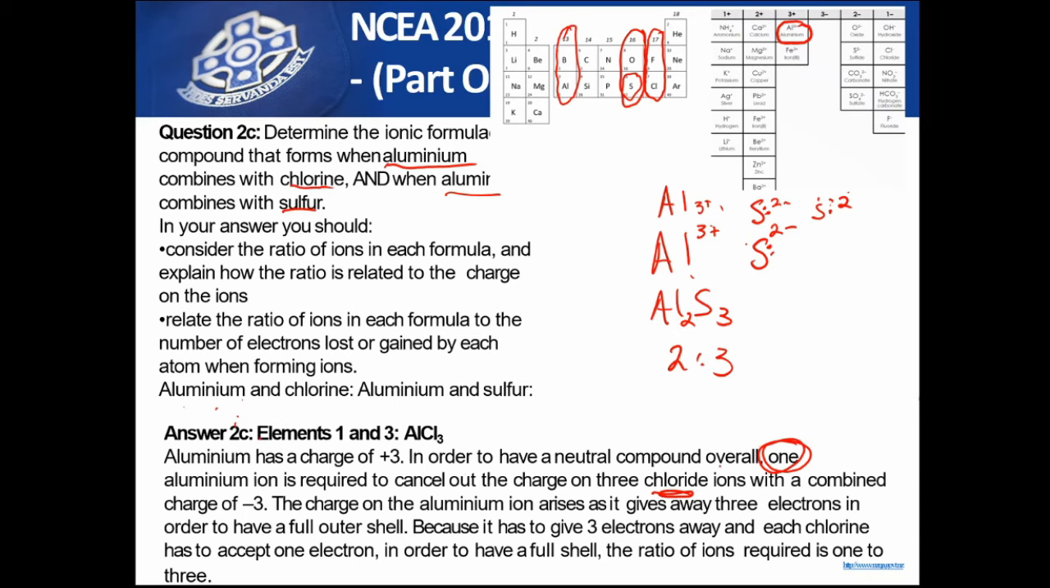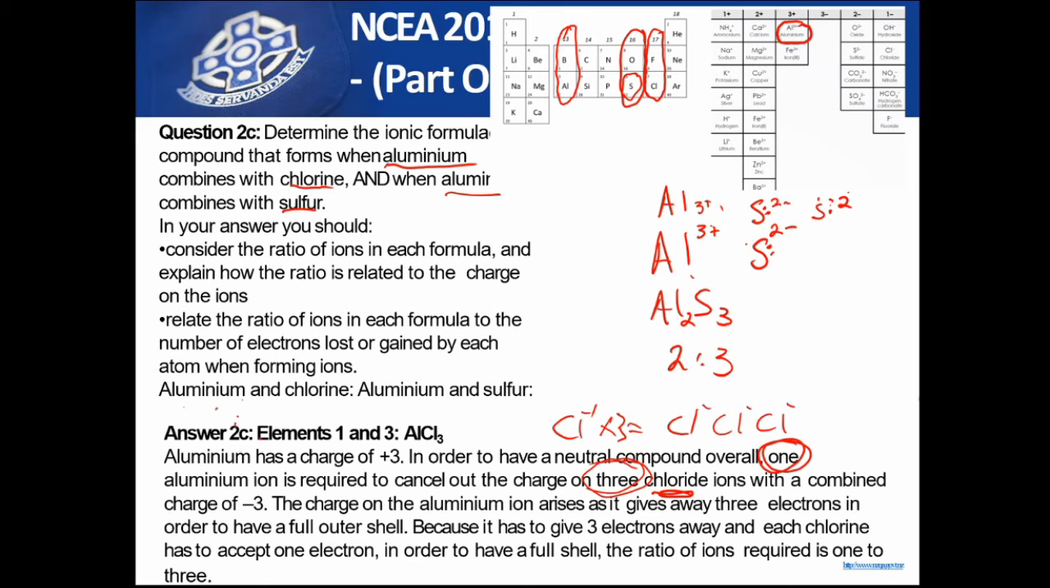So in order to have a neutral compound overall, 1 aluminium is required to cancel out the charge of 3 chlorines, because chlorine is only 1 minus, with a combined charge of -3. So there are going to be 3 chlorines, okay? And they are all negative. So what is the total charge? -3.